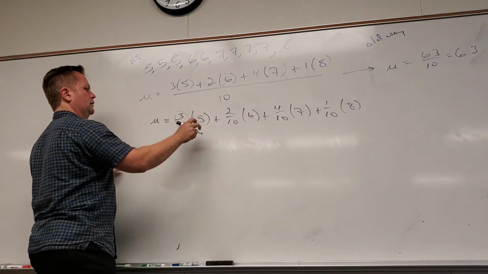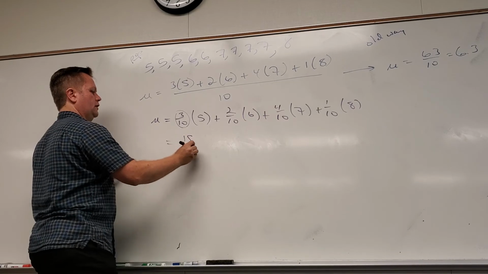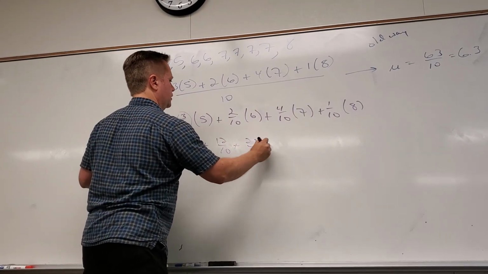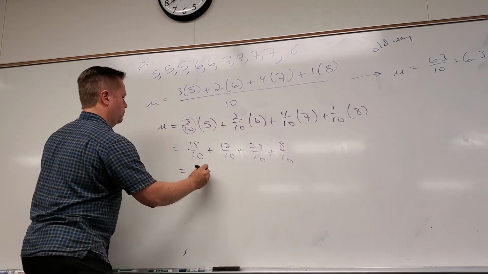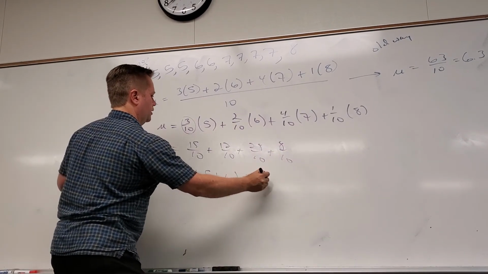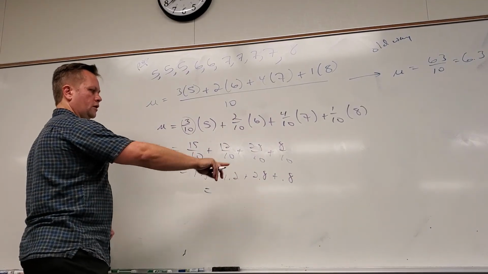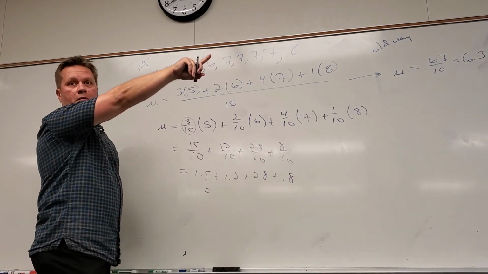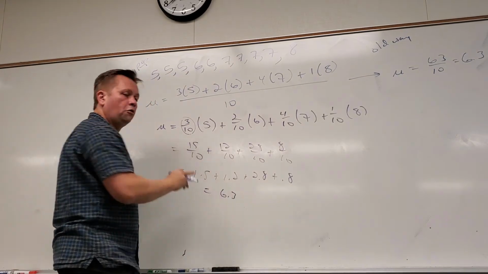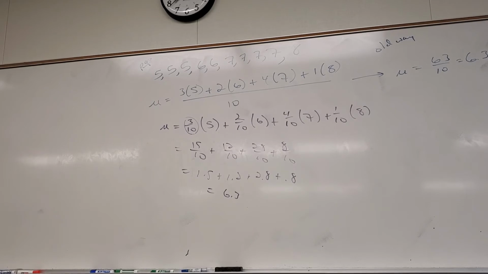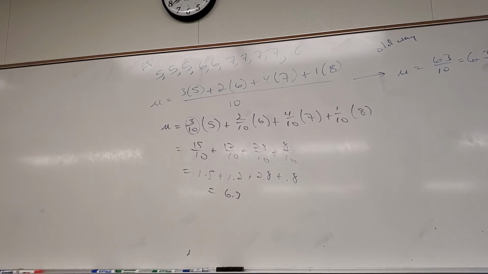So 3/10 times 5, 15/10 plus 12/10 plus 28/10 plus 8/10. So I get 1.5 plus 1.2 plus 2.8 plus 0.8. And I know I'm writing gross and I don't care. If you add all that up, remarkably enough you get 6.3. Of course you do, right? Because math doesn't care. You do all the same operation, you're going to end up in the same place.